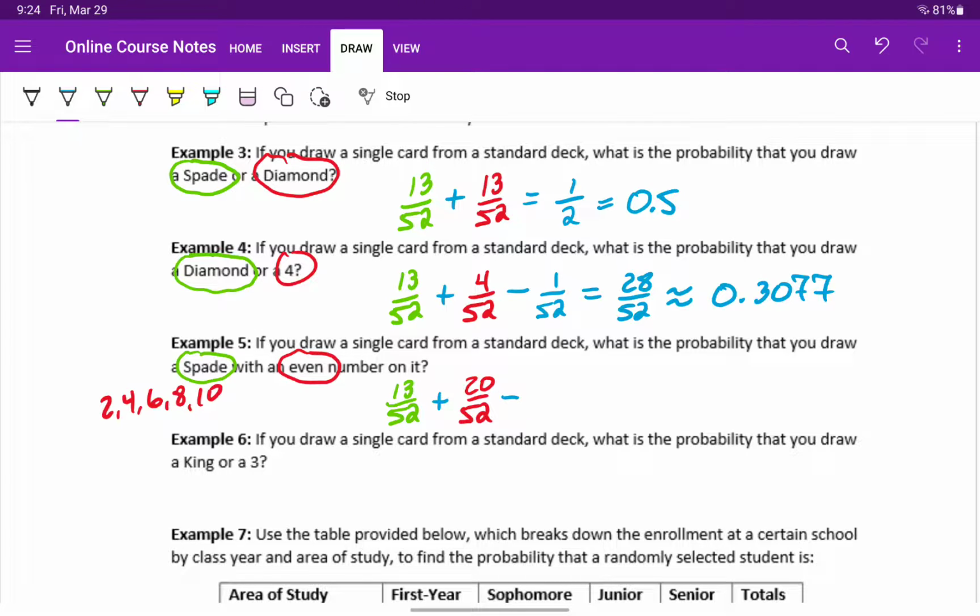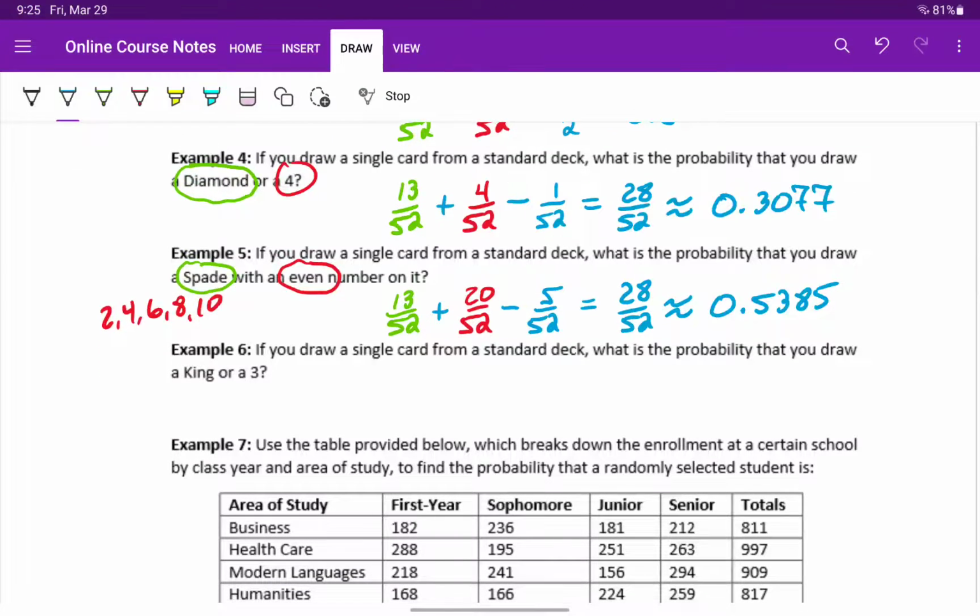Then we need to subtract out all of the even numbered spades. So we have 5 options there. The 5 even numbered cards that are spades, we'll subtract 5 out of 52 to get 28 out of 52, or 0.5385.